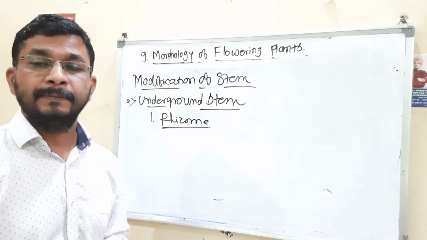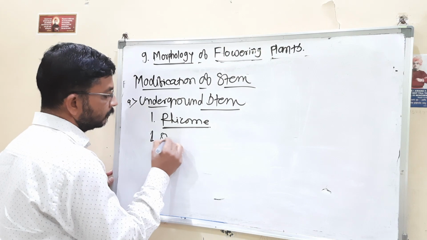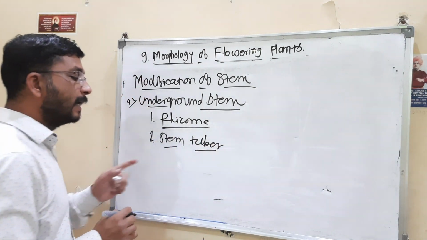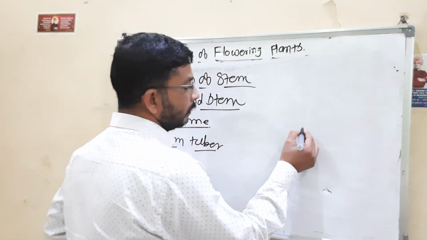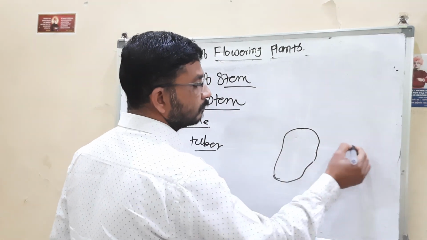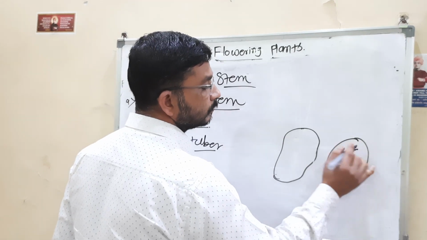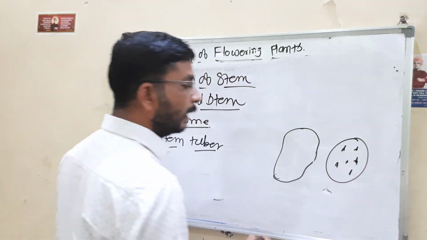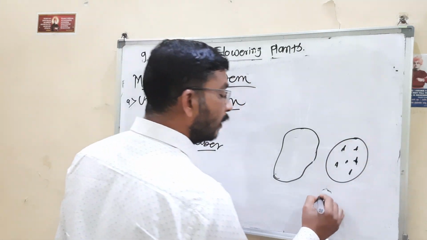Okay, then stem tuber. Second point is stem tuber. A best example of stem tuber is, I'm drawing. Guess what is that? Like this also. This is called a stem tuber. Okay. You recall that? That is a potato.